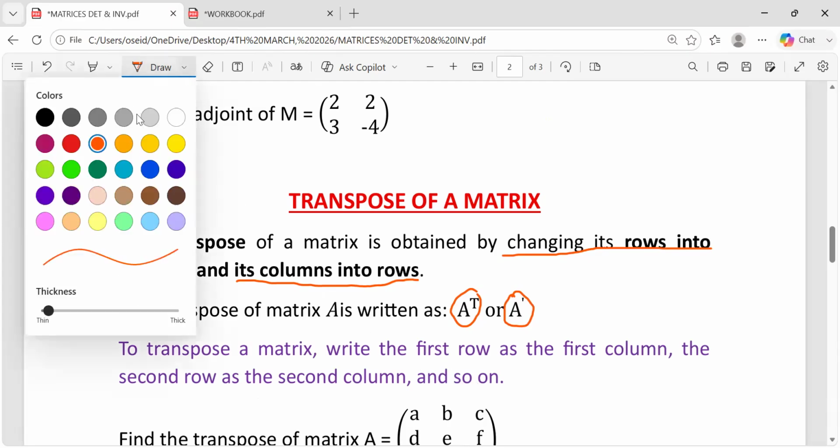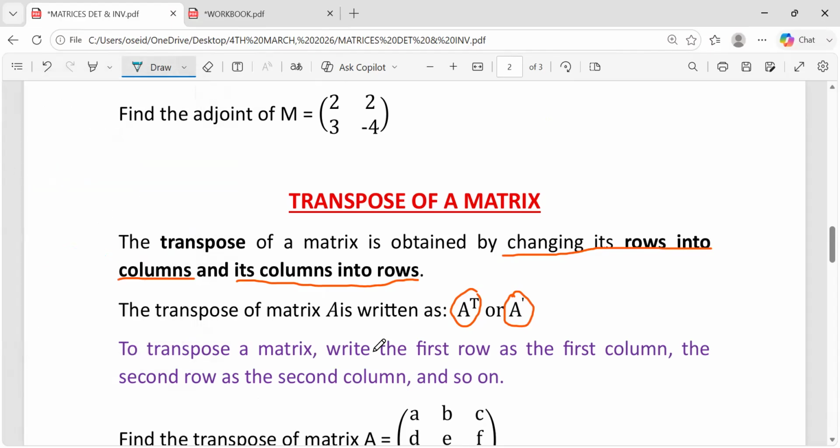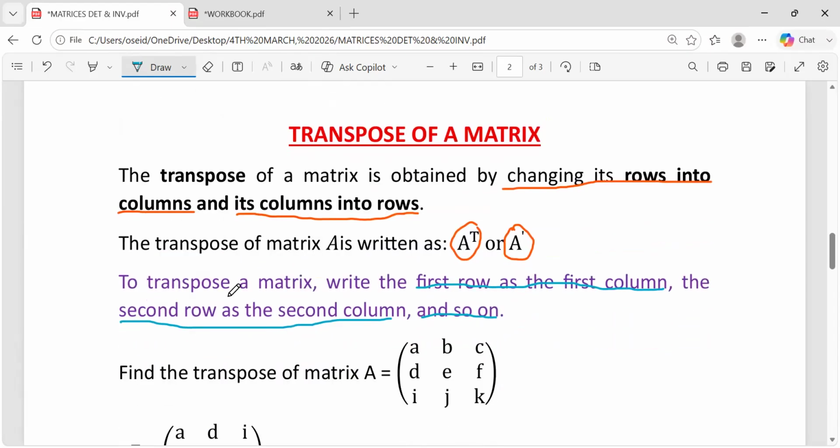So it says that we write the first row as the first column, the second row as the second column, and so on. If it is a 2 by 2 matrix that you are treating, the first row is the first column, the second row is the second column, and that's that. If it is 3 by 3, the first row is the first column, the second row is the second column, and the third row is the third column. Alright, so let's see some examples here.